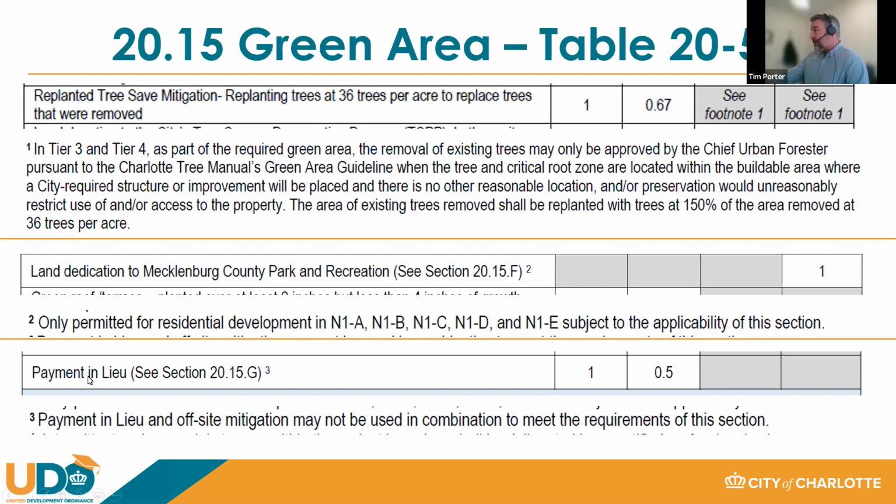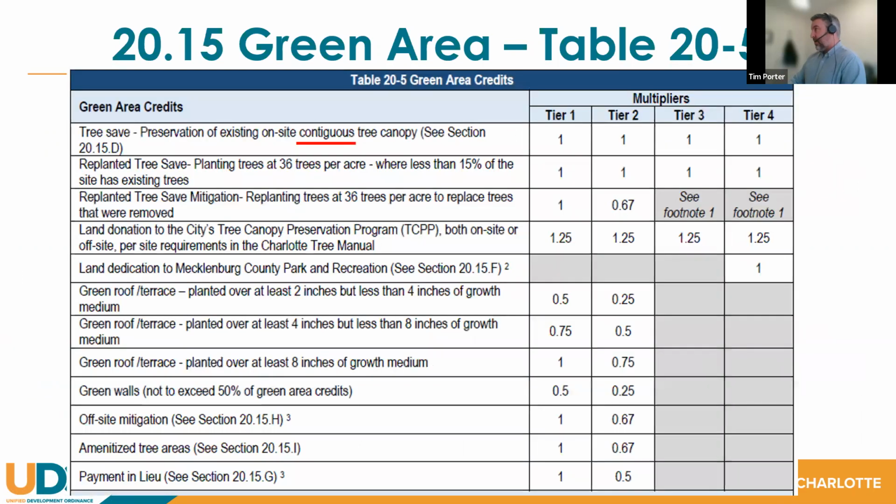The bottom footnote here, item 3 for payment in lieu, we're carrying forward the requirement that payment in lieu may not be used in combination with offsite mitigation. So those footnotes are important to note, as well as just additional guidance and clarifying statements as to how the options here in table 20-5 apply.